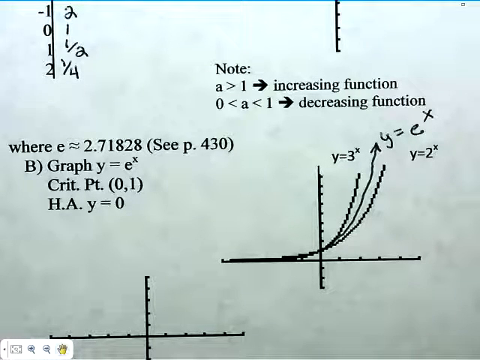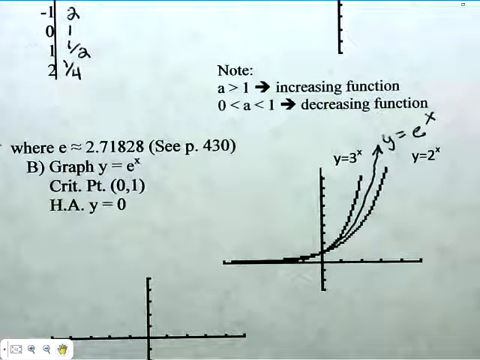Everything else is the same. Same critical point, same horizontal asymptote. Horizontal shifts, vertical shifts, reflections, all would work the same way they did on every function we've talked about this semester. What, Kevin? So far, so good?